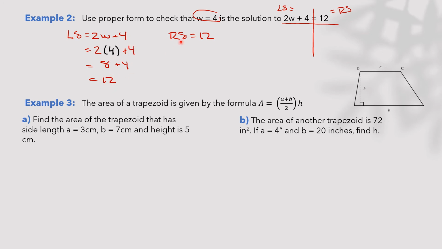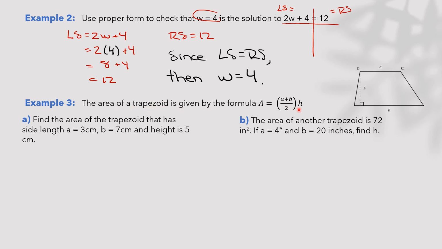So if your left side equals your right side, if it's balanced, it means that 4 was the right answer. So I'm going to write therefore, or since, the left side equals the right side. Now that doesn't mean the answer is 12. The answer is not 12. The answer is 4. Since left side equals right side, then W must equal 4. So there's a check. And next is the last one I'm going to do, example 3.